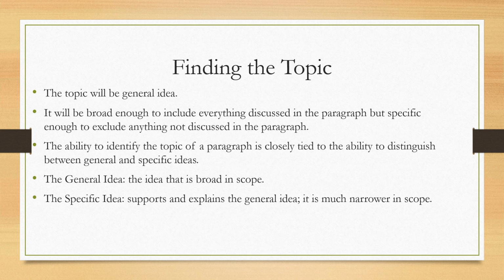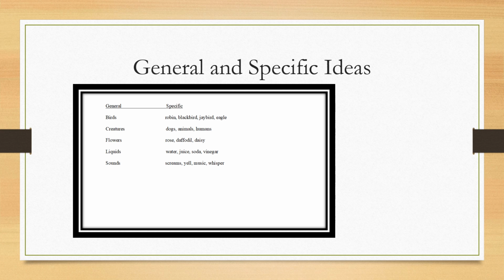The general idea is the idea that is broad in scope. The specific idea supports and explains the general idea. So when I say general and specific ideas, what am I talking about? Let's say that you're given a list of words, such as robin, blackbird, jaybird, and eagle. These are the specific ideas. Generally speaking, robin, blackbird, jaybird, and eagle are all birds. Okay? And that's the general idea or the topic.